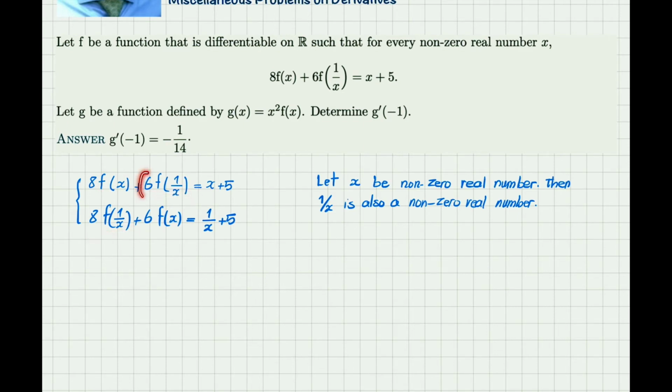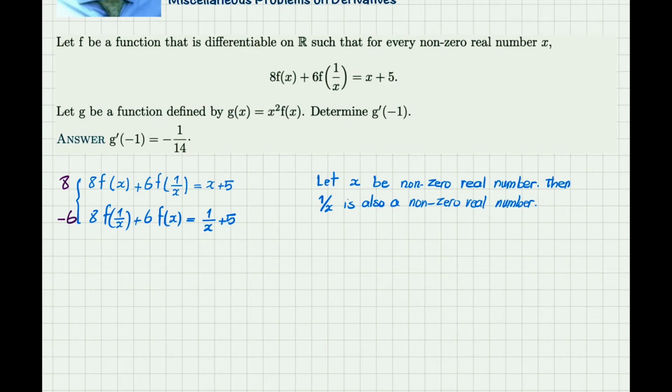But the coefficient here is 6, the coefficient here is 8. I have to get rid of these coefficients, and you know the strategy is just to multiply these equations by appropriate numbers so that when I add them, this extra unknown is gone. So for example, I will multiply the first equation by 8, and I will multiply the second equation by minus 6.